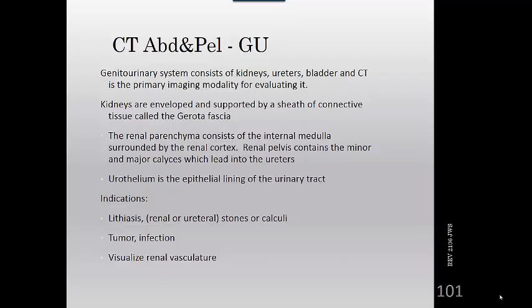CT is the primary imaging modality for the evaluation of the urinary tract, which consists of the kidneys, the ureters, and the bladder. The kidneys are enveloped and supported by a sheath of connective tissue called the Gerota fascia. Supported because there are some tumors that are just located in that fascia, and we'll talk about those in a second. The renal parenchyma consists of the internal medulla surrounded by the renal cortex, and then the renal pelvis contains the minor and the major calyces, which lead into the ureters.